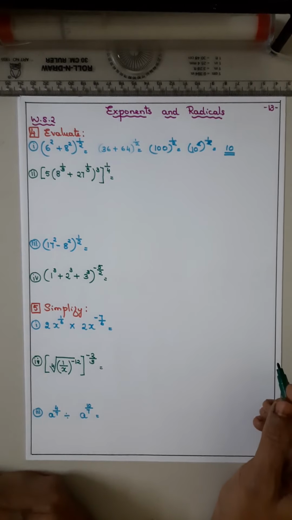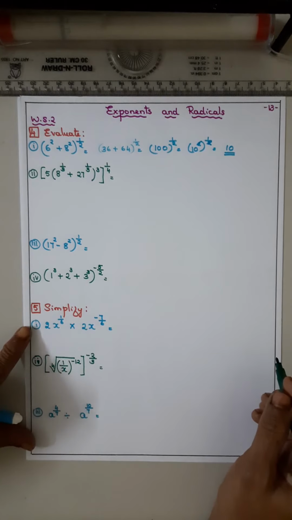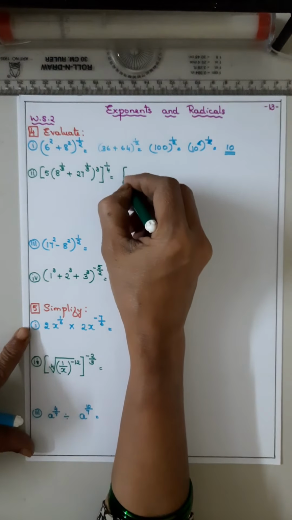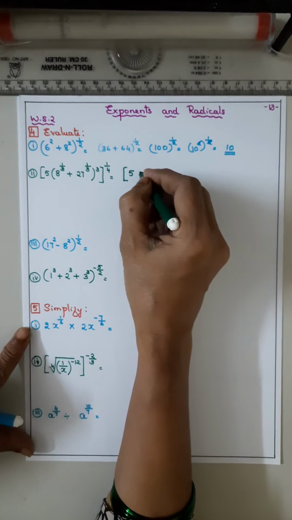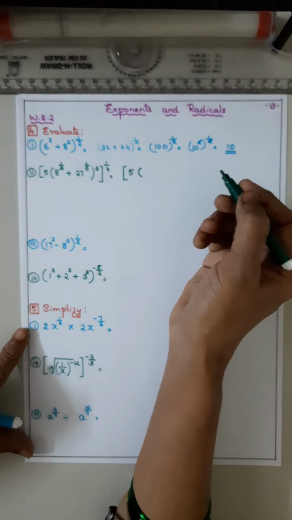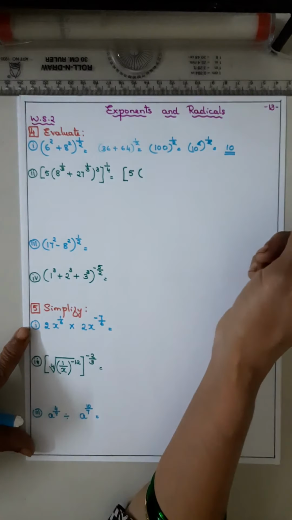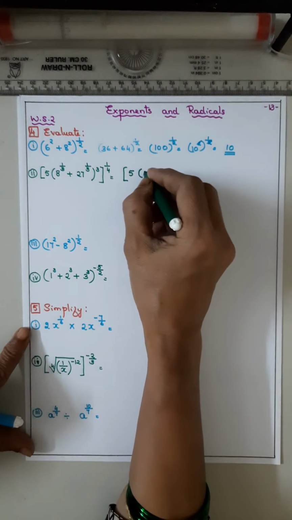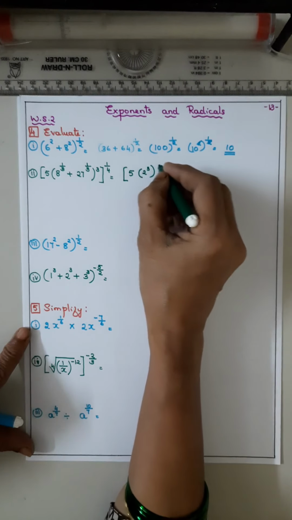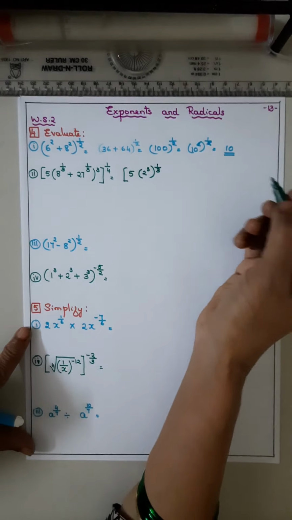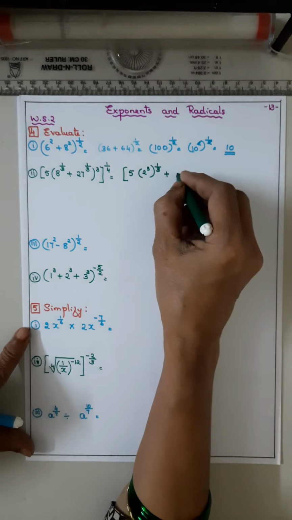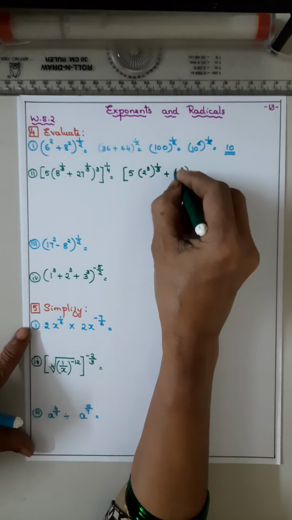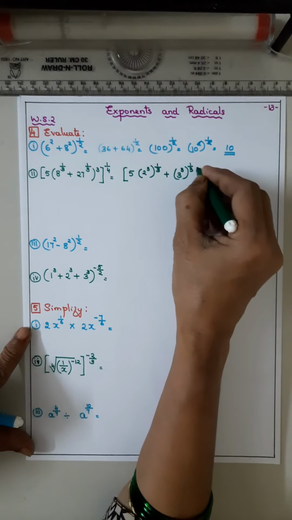power 1 by 3, the whole cube, and the whole power 1 by 4. So here again, in between, it is a plus sign. So bracket open, 5, bracket, 8 is whose cube? Because in the power the denominator is 3. So 8 is 2 cube, power 1 by 3, plus 27 is 3 cube, power 1 by 3.